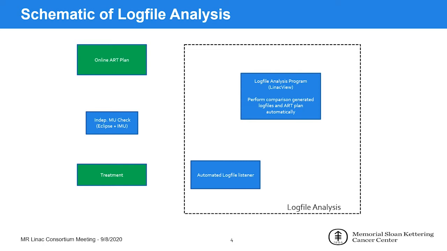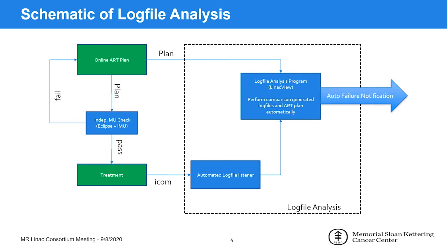When the online plan is ready, it will be sent to both the IMU and the log file analysis via DICOM export. Of course, if the IMU shows a failure, it will be sent back to the planning for investigation. If it passes, the plan will be used for treatment. During treatment delivery, the automatic log file listener will record the log file via ICOM. This information will then be passed on to Linac View for analysis. If failure is detected, an automatic email will be sent to all the users.